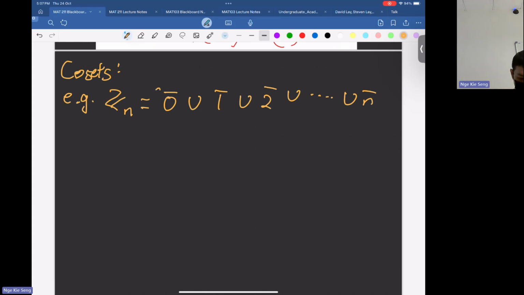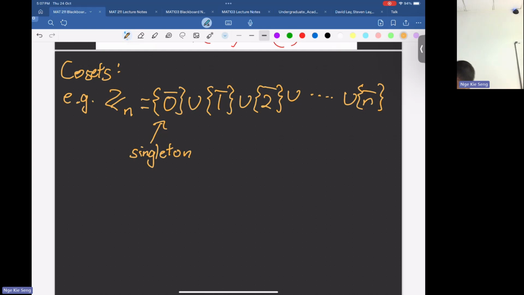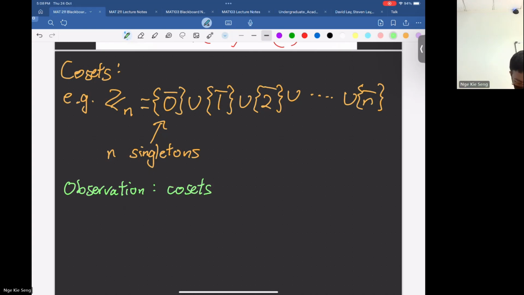To be precise, maybe I should put a set here. If you consider the set containing 0 and the set containing 1, they are different. A set containing one element is called a singleton. So these are n singletons, and their intersection is empty. Everyone follow? So the observation is that cosets partition the group.